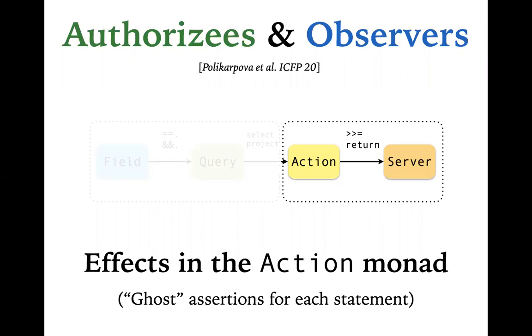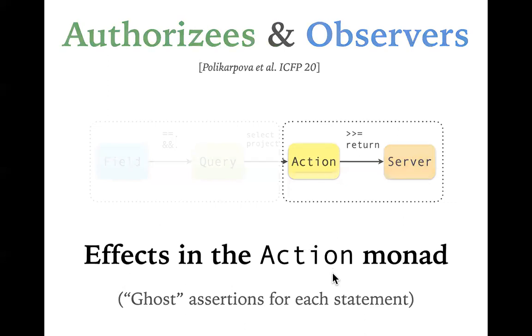Okay, thanks. So that was the high level bit: we're going to track these observers and authorizees. The functional programming way of saying it is as effects in the action monad. And if you are a more classic program verification person, you would say we track them as ghost assertions for each statement. And we have contracts for the sequential composition that let us compose these ghost assertions to track the authorizees and observers for the entire computation. So let me show you how that happens.